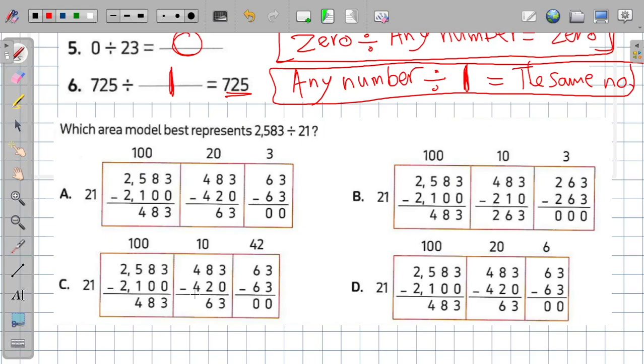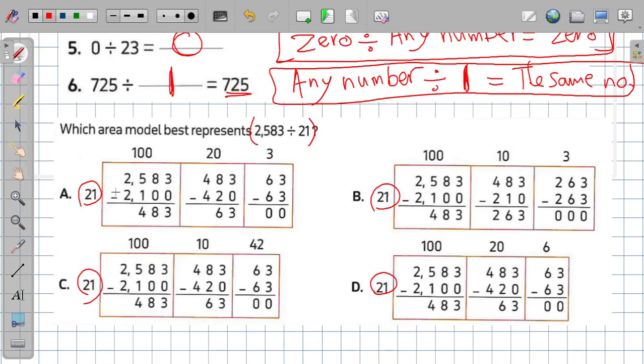Next, I have four area models, and I want to know which area model represents this operation. I have 2583 divided by 21. Every model starts with 2583, and I have the divisor 21. But inside the operations there are some mistakes, so let's take every model by itself.